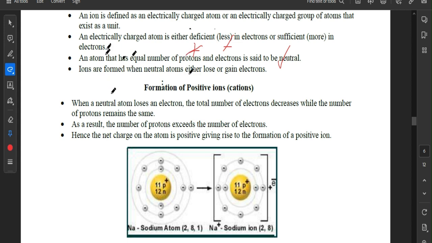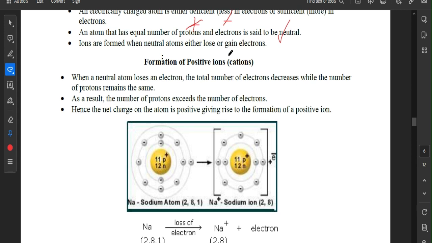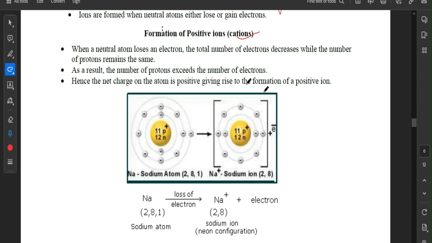Ions are formed when neutral atoms either lose or gain electrons. Formation of positive ions, cations. Okay guys, make sure you understand this because it will help you in electrolysis, which you will learn further, and I will make a video on that as well.